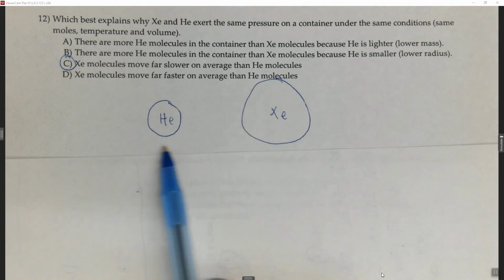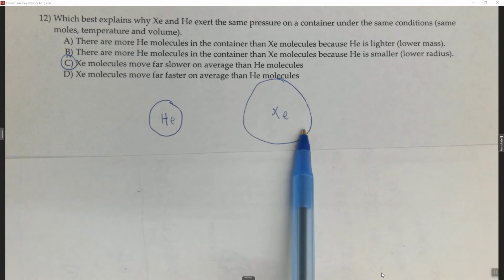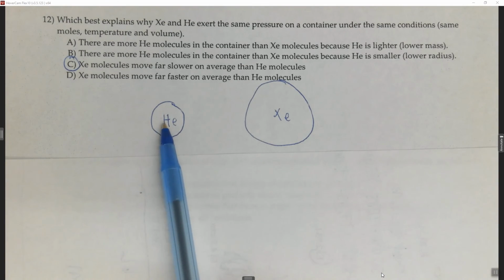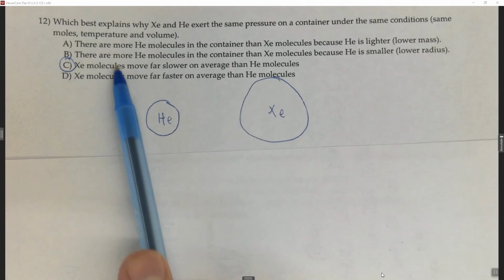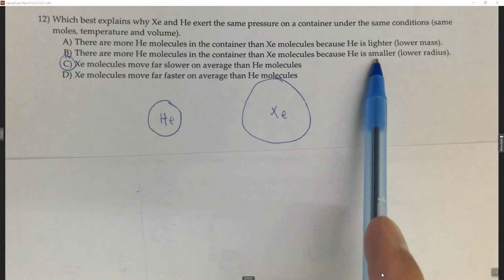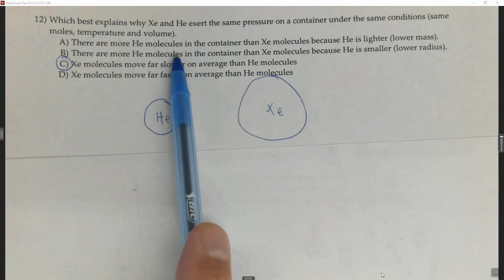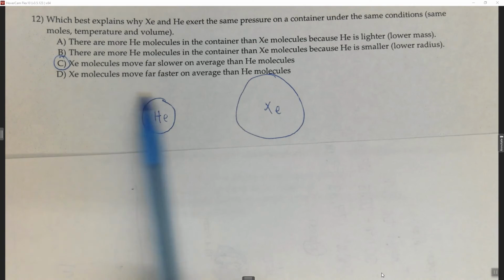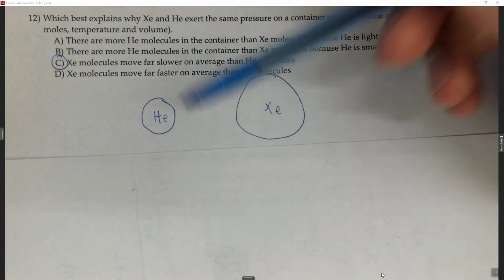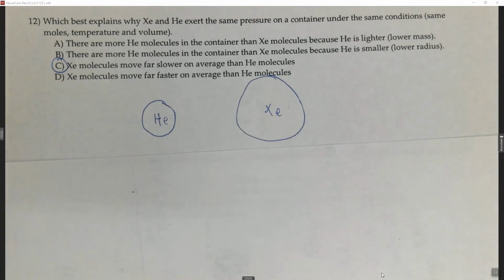So therefore, when they hit the sides of the container, this one's moving slower and exerts the same amount of force. Like in the previous example, this would be like the big truck, and this would be the much faster moving small car. Note that these first two answers are ridiculous. There are more helium molecules in the container than xenon molecules because it's lighter or smaller. That's the only difference between these two. But I already told you there's the same number of moles. So if there's the same number of moles, there's the same number of molecules. And this one is just the backwards answer. The xenon molecules are moving far slower, not far faster than the much smaller helium molecules. So again, these move slow and these move fast.